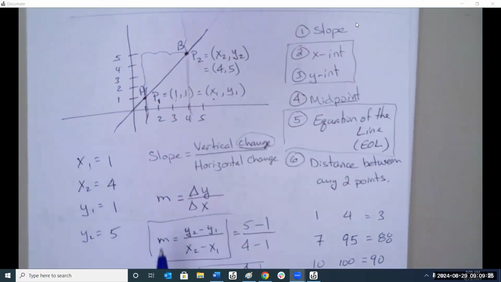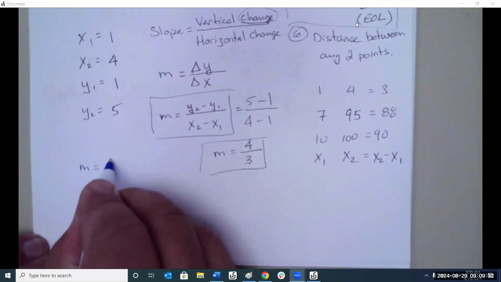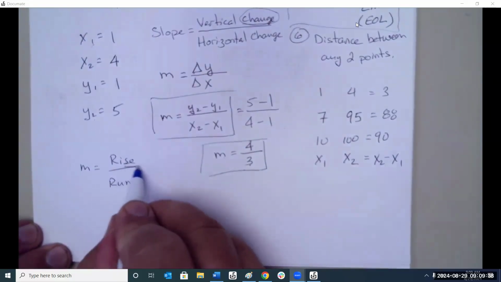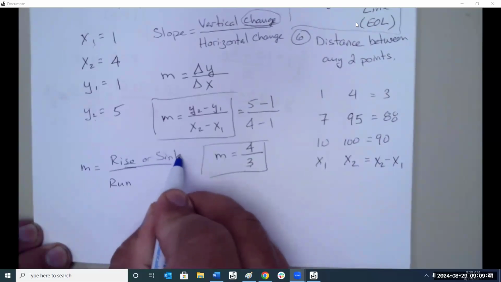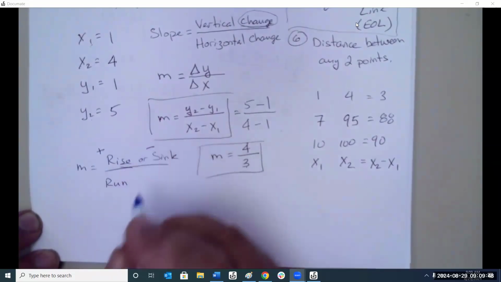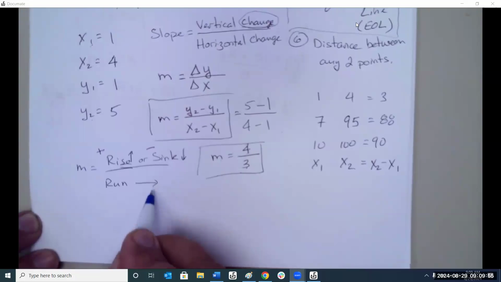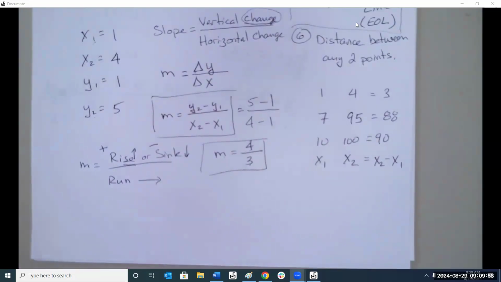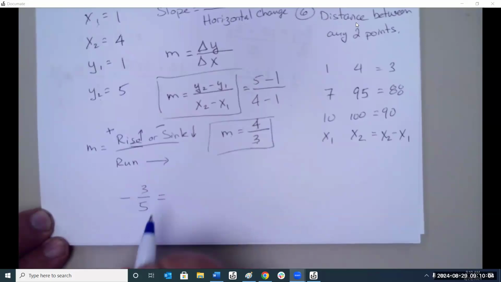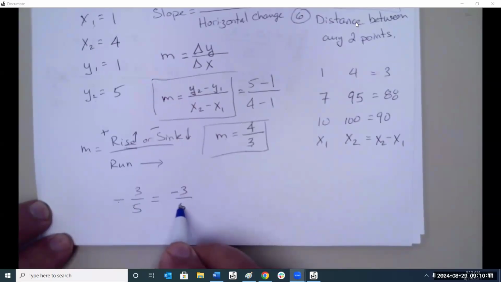So infinitely, all the points follow this roadmap. So yes, we can say rise over run, but it's actually rise or sink over run. If the top is positive, it's going up. If it's negative, it goes down. The bottom always goes to the right. Why is that? Whenever you deal with fractions, the denominator can never be negative. So if you have a negative in front, it only belongs to the top number.